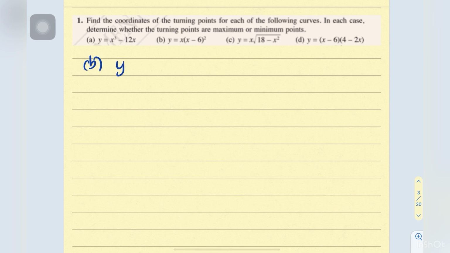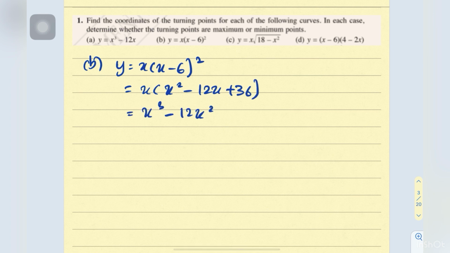Question 1b: we have y equals x times (x minus 6) squared. Find the turning point, so differentiate and set equal to 0. In this situation, we have two alternative ways: either you use the product rule, or you expand and then differentiate term by term. I prefer to expand first. So here I have x squared minus 12x plus 36, so y is x cubed minus 12x squared plus 36x.